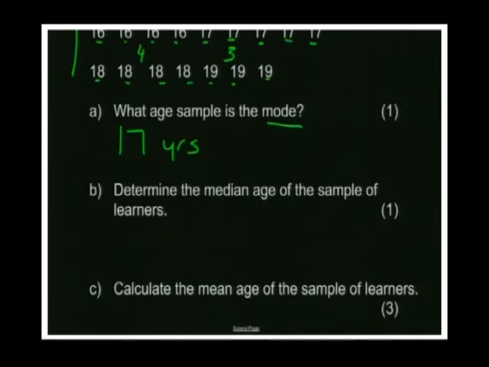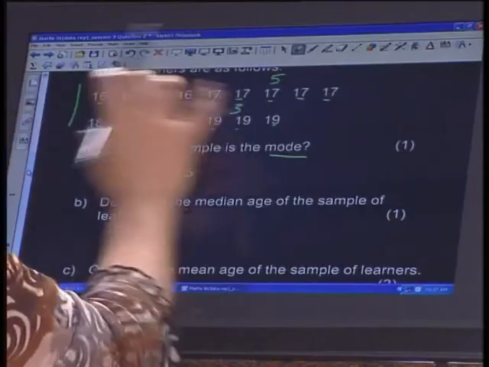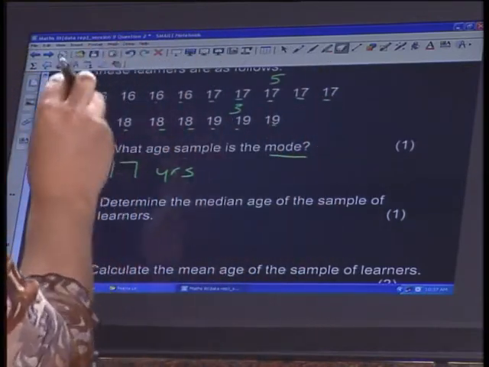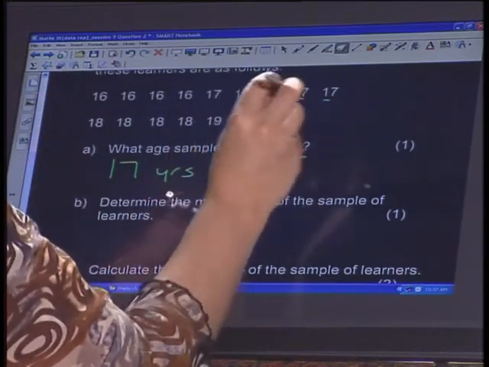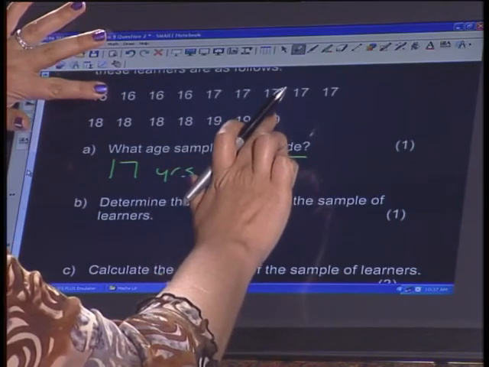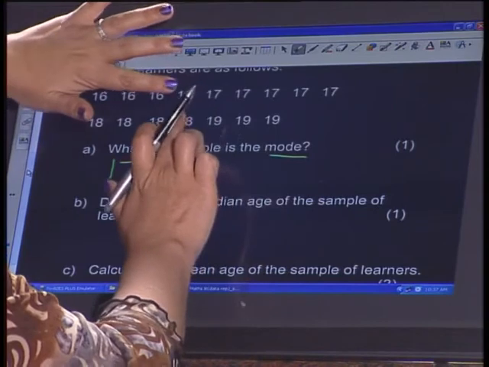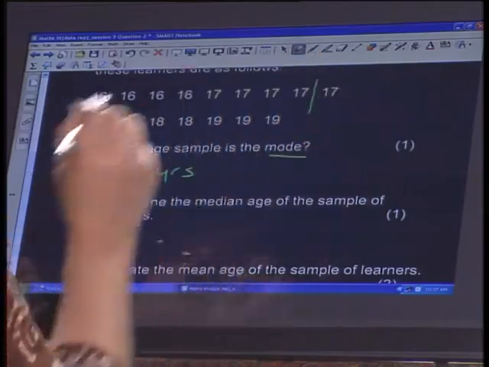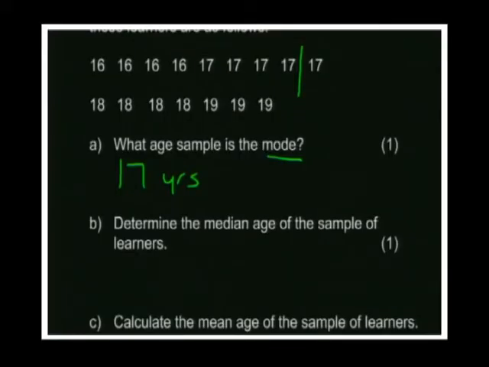Determine the median age of the sample of learners. The median is my middle number. So looking at my data, I must remember they must be in order. So are these in order? Yes, they actually are. So let's delete all these little scribblings that we've got so we can now work out the median. So my median is, I add from either side. I'm going to block them off like that and block them off like that, and I end up with 2 values which are between 17 and 17. And so the number between 17 and 17 is 17.